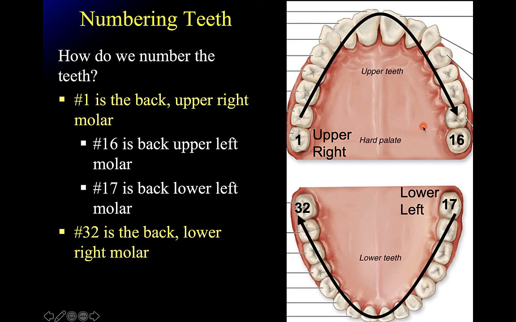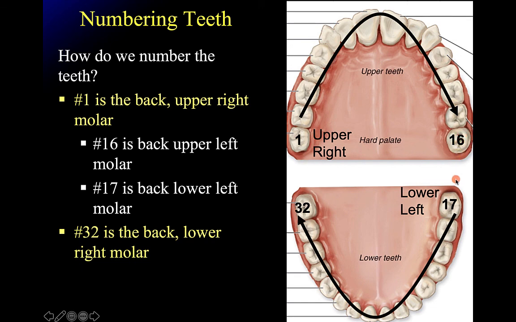So we are looking at someone's mouth. This is our patient. Their mouth is obviously open really wide. It's kind of freaky here. But this would be the upper right back of their mouth. This, of course, being a wisdom tooth, would be tooth number 1. We have 2, 3, 4, 5, 6, 7, 8, 9, 10, 11, 12, 13, 14, 15, and 16. 16 being still on the upper side, but this is going to be on the left-hand side.